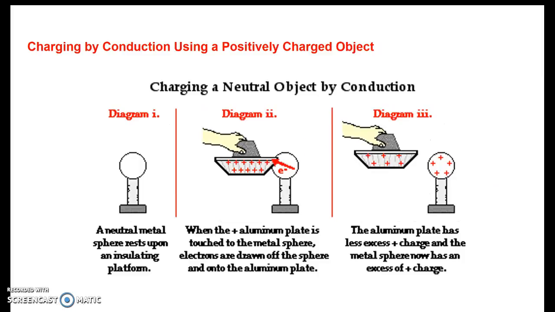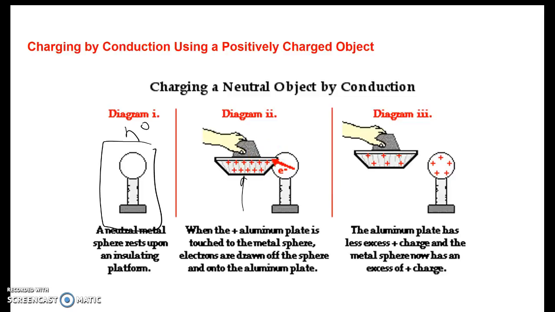Another way to charge is by positive, right? So again, you have a metal sphere here that's neutral. You have a metal pie plate that you have made positive, probably by rubbing it in some way, by charging it by friction, but you have a metal pie plate that's positive. When you get near the neutral sphere and touch it, what happens is electrons will move, okay?